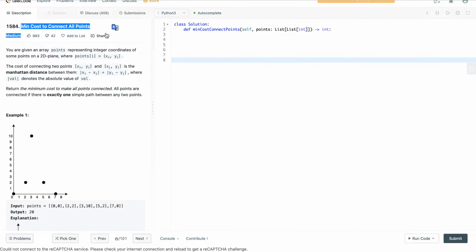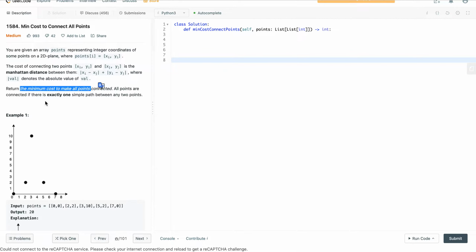Today we're going to work on the question Min Cost to Connect All Points. It's a medium level question, and the question states you're given an array points representing integer coordinates of some points on a 2D plane where points[i] = [xi, yi], and the cost of connecting 2 points is the Manhattan distance between them, |xi - xj| + |yi - yj|, where |val| denotes the absolute value of val. Return the minimum cost to make all points connected.